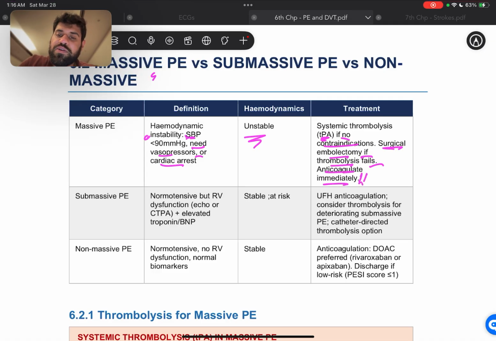All right. Now this is important because we do TPA, right? If there are no contraindications. If there are, then we move on to surgery if this thrombolysis failed, and we have to do anticoagulation immediately.